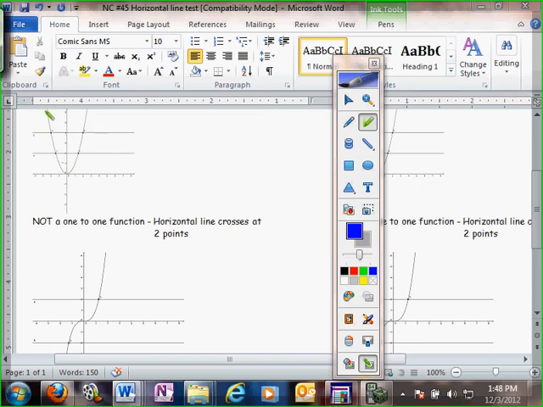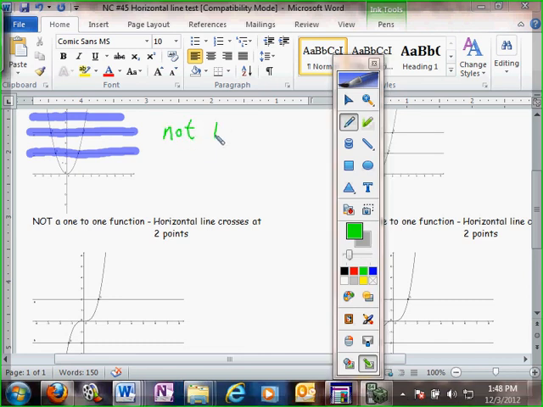However, let's just look at these examples quickly. This function right here looks like some type of a quadratic. You should be able to see that it's going to fail the horizontal line test because I can draw the horizontal line in many different places and it's going to cross at more than one point. So it fails the horizontal line test, which means that this function is not one-to-one.